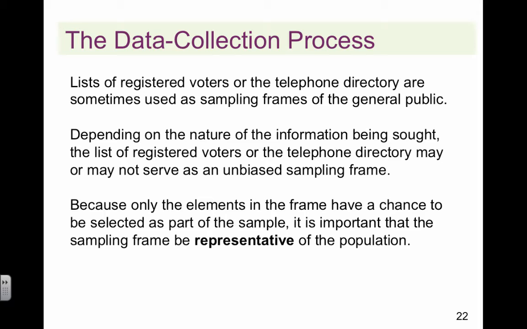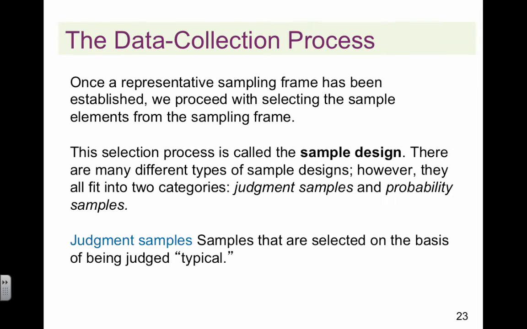So, lists of registered voters with the telephone directory are sometimes used as sampling frames for the general public. They will pick information at random out of a phone book, but there are some serious problems with that now. One reason is because many people are choosing not to have a landline or to have their numbers listed. That limits our population. Regardless of how we do it, we want the elements in a frame to have an equal chance of being selected, and we want that frame to be representative of the population.